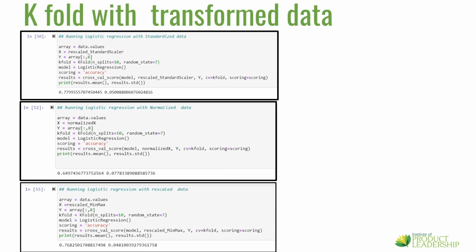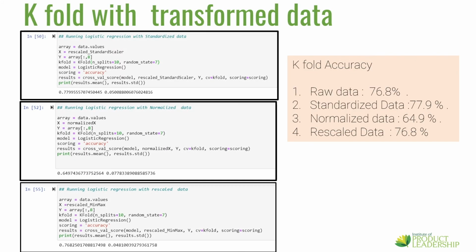Earlier we have done three types of data transformations in our feature matrix, namely standardization, normalization, and rescaling. If we apply k-fold method to each of these transformed data and check the model accuracy vis-a-vis raw data, that is untransformed data in the previous slide, we find that the standardized data improves the model accuracy from 76.8 to 77.9. Well, there are other ways to improve model accuracy, and we will touch upon those methods in subsequent videos.